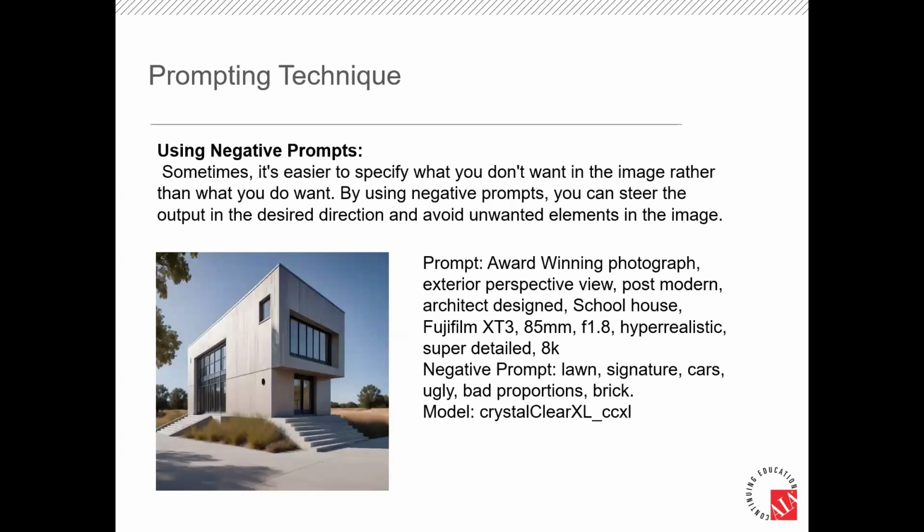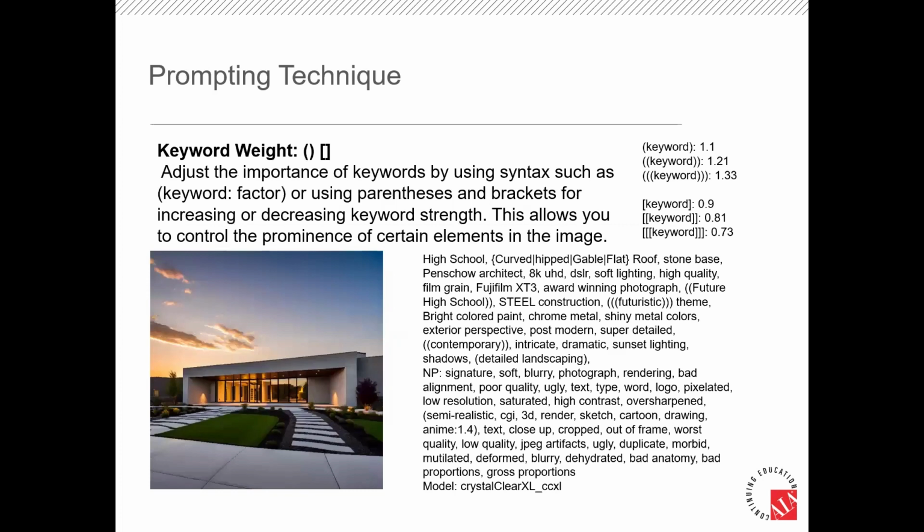I don't want it to be brick, right? So let's put in the negative prompt, all the stuff that we don't want to see in the image. I don't want to see a lawn. I don't want to see signatures or any other text, ugly, bad proportions, and I do not want brick on the building. So this is what we get when we add the negative prompt to that previous prompt. It changes it quite dramatically using the same settings. There's nothing other than changing the prompt. And this gets really dramatic now because the prompt gets a lot bigger.